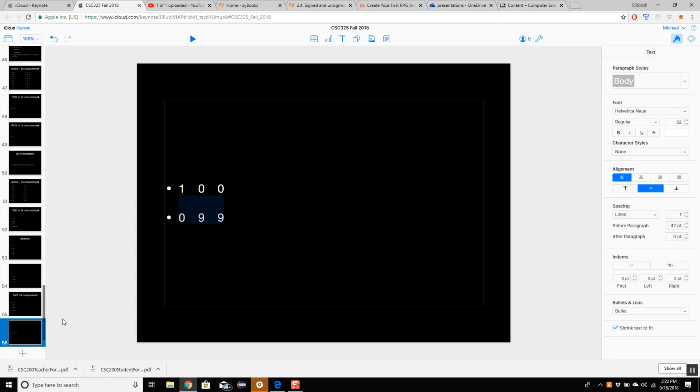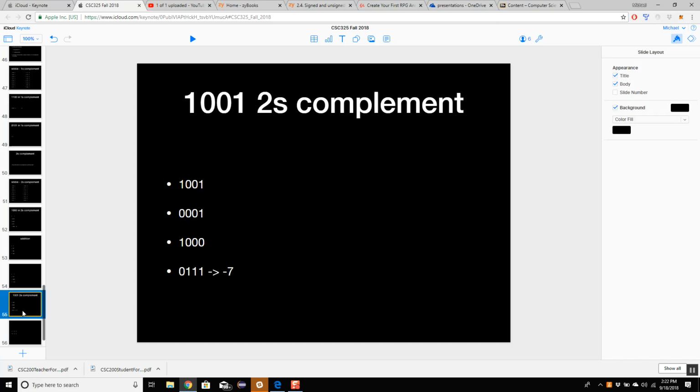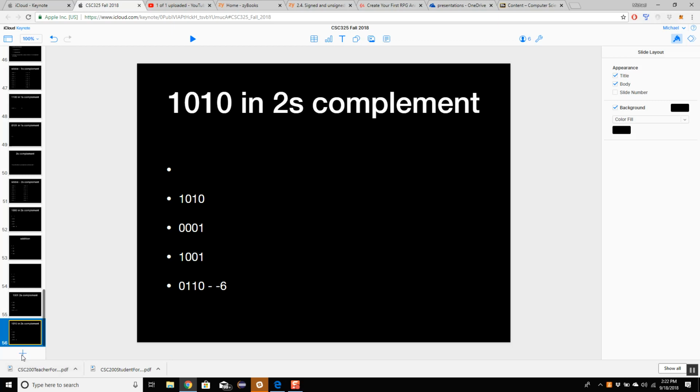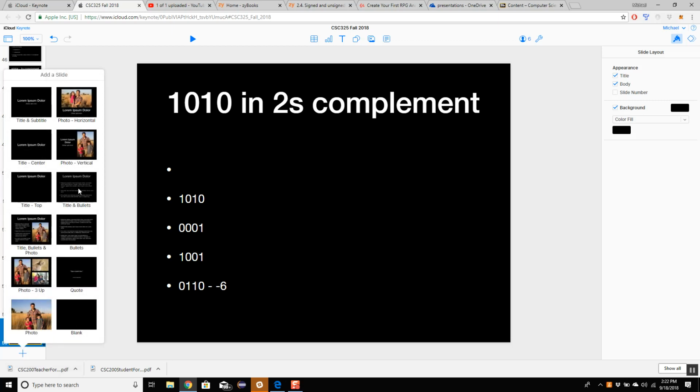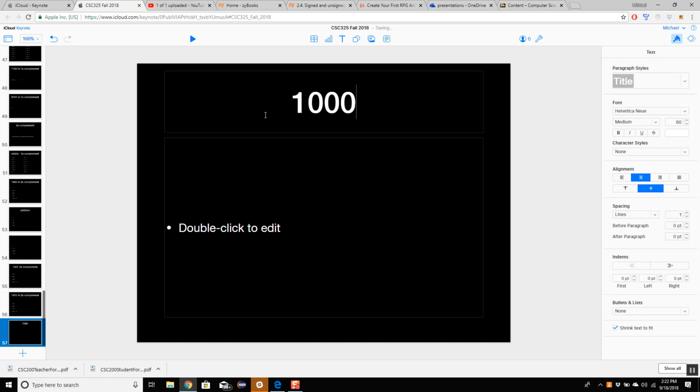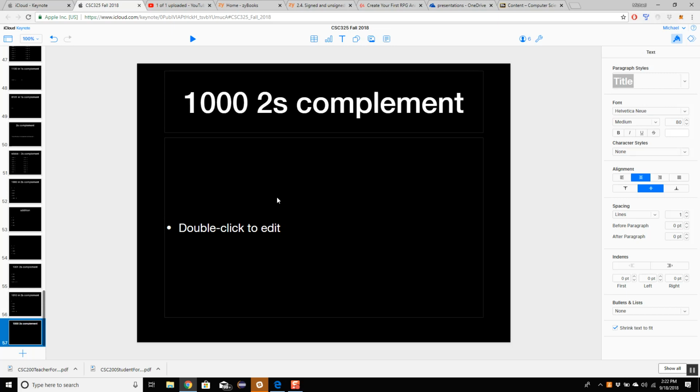So if I gave you, let's see, do we have it written down somewhere? I'm just going to delete this one and then I'll create another one here real quick. So if I say 1000 in 2's complement, right off the bat, you look at this leading one. You don't worry about what this value is. You just look at the leading one and say, ah, negative number.